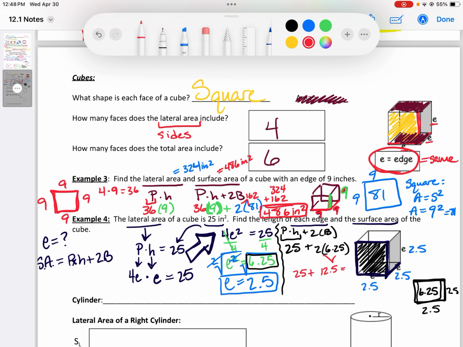And now I'm just going to add these up. That's 12.5. 25 plus 12.5 equals 37.5 inches squared. There are our two answers.